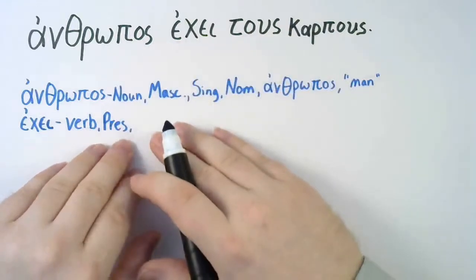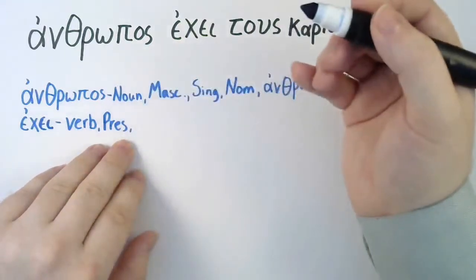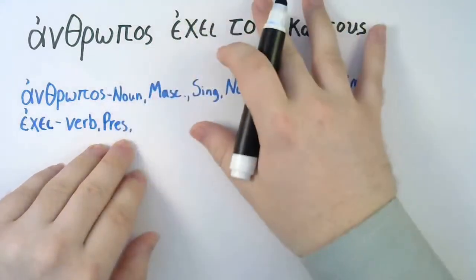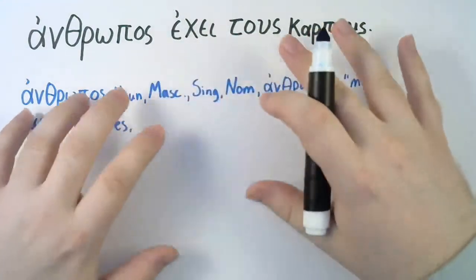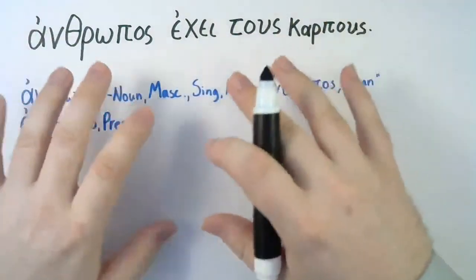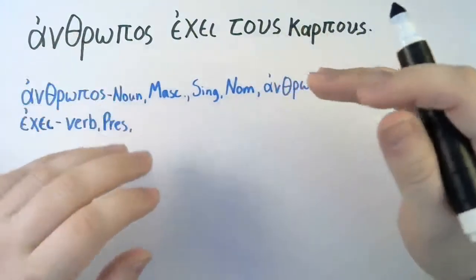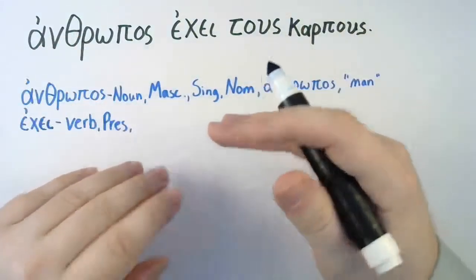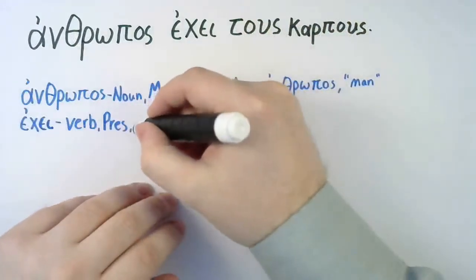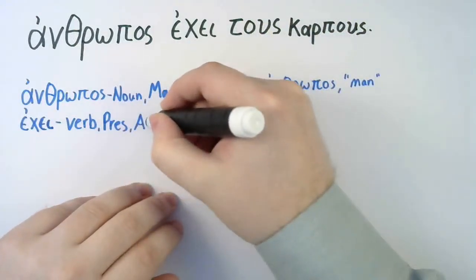And its mood, what are... No, I'm sorry, I'm getting those out of order. It's voice, we need its voice. Now what's voice? Voice is how it relates to the subject. Recall, you can have an active, a middle, or a passive. And you only know actives, so it's a good guess that this is an active verb.